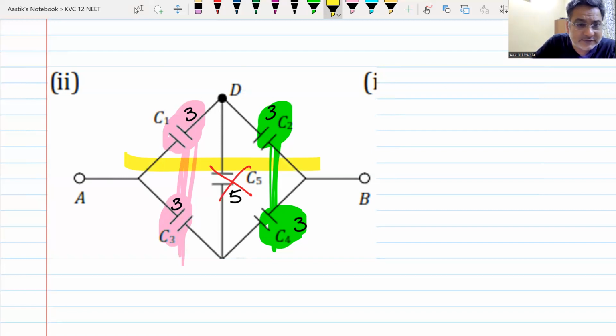Yes or no? Yes, sir. It's a simple case and I hope you are able to understand.